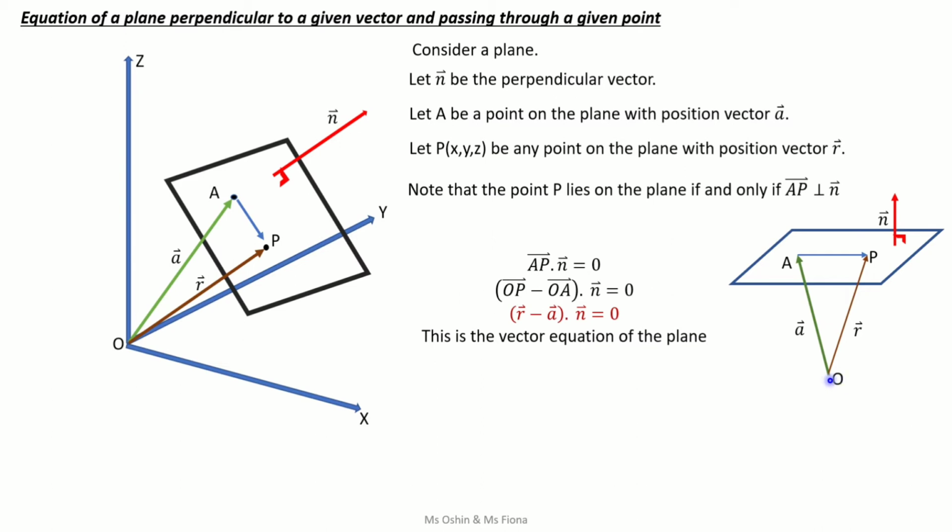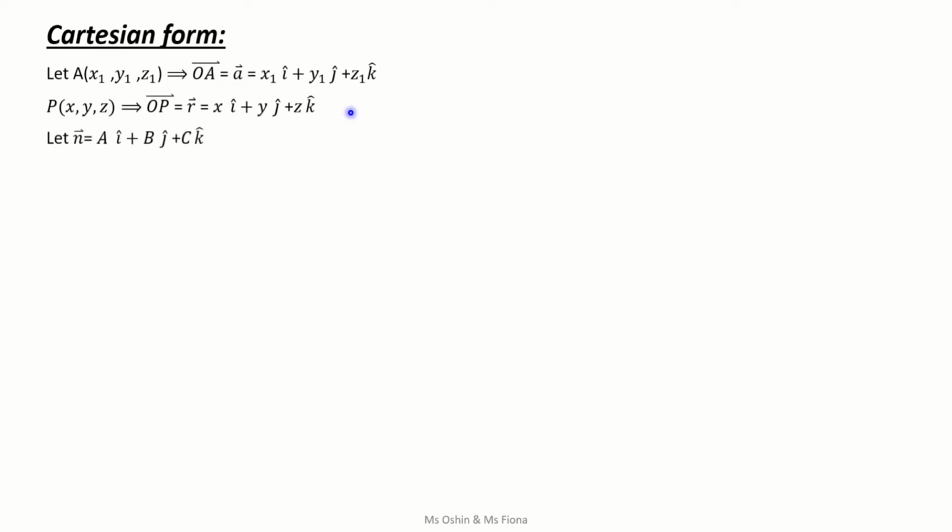In order to derive the Cartesian form, let us consider point A, the given point, as x1, y1, z1. So the position vector will be x1 i cap plus y1 j cap plus z1 k cap. Let's take the point P, the arbitrary point, as x, y, z. So vector r will be x i cap plus y j cap plus z k cap. Let vector n be equal to a i cap plus b j cap plus c k cap, where a, b, c will be the direction ratios of n vector.